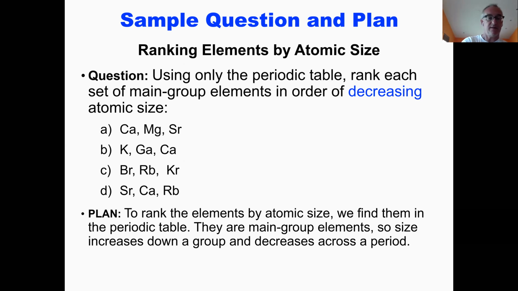So, quick question here. Hopefully you have your periodic table in front of you. Now, we've got four groups of elements. Can you group them in terms of decreasing size? In other words, put the biggest one first and the smallest one last. First of all, let's find calcium, magnesium, and strontium on the periodic table. Which one is going to be the biggest? Which one's going to be the smallest? What do you think?